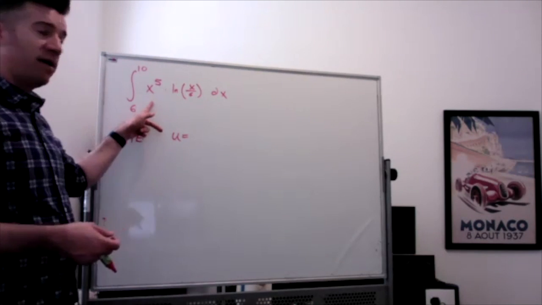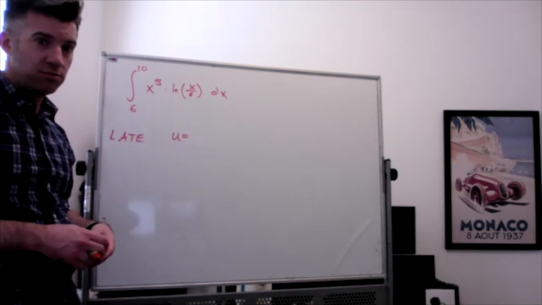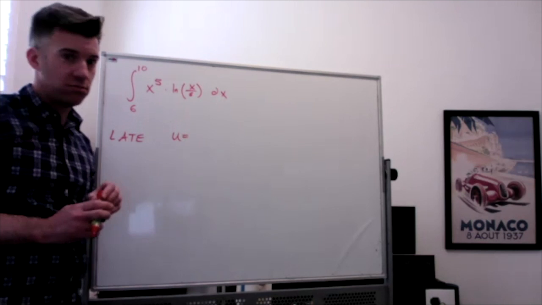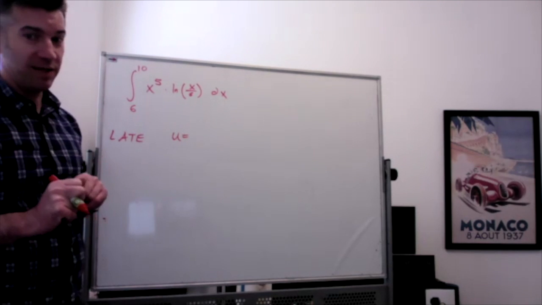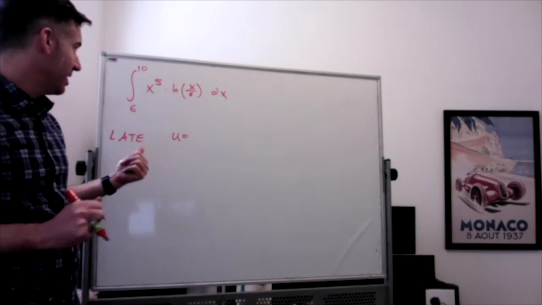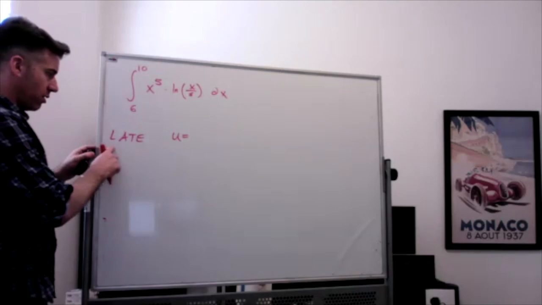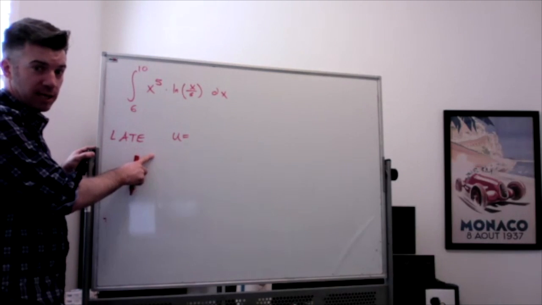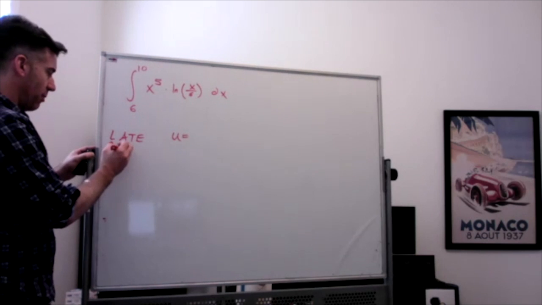Is it x to the 5th? Is it my natural log thing? Good guess, Sarah. But in this particular case, it's actually the natural log thing, right? Our LATE acronym says first we're going to pick a log, and then we're going to pick a power of x.